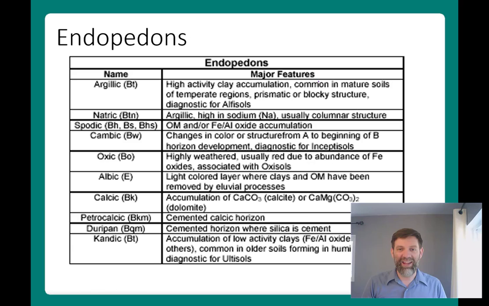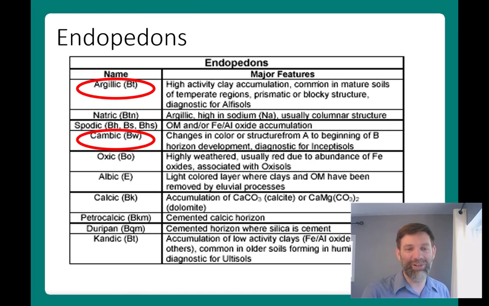Endopedons. This is a very abbreviated list, and we're going to abbreviate more, but just to give you an idea of the range. Argillic we are going to look at in much greater detail, well, slightly greater detail. And cambic we're also going to look at in a little greater detail. The others, I'm just throwing them out here to expose you to the range of possibilities. Natric is dominated by sodium. Spodic has iron or aluminum with organic matter. Oxic has oxides. Albic is like an E horizon that is whitened.